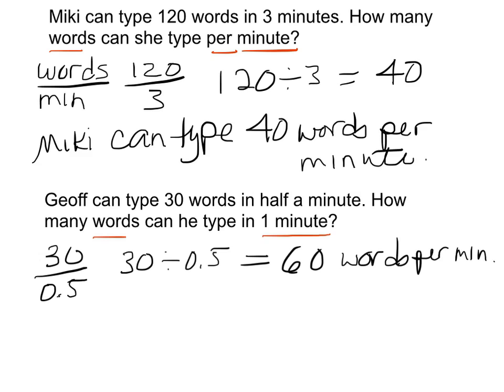And then I have a little bit of a challenge for you. I want you to figure out a different method for calculating how many words per minute. If I know that I can type 30 words in half a minute, what's a different strategy I could use other than just 30 divided by 0.5?